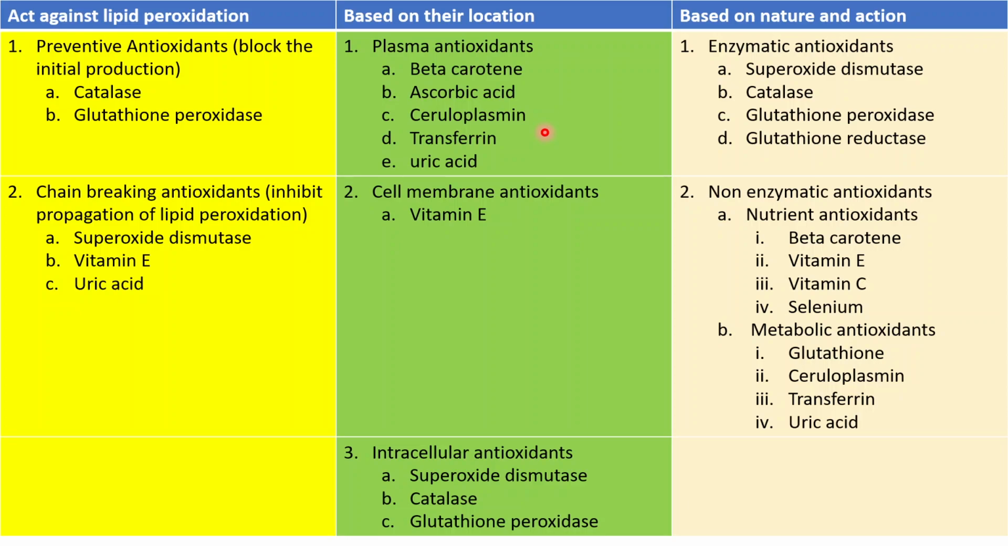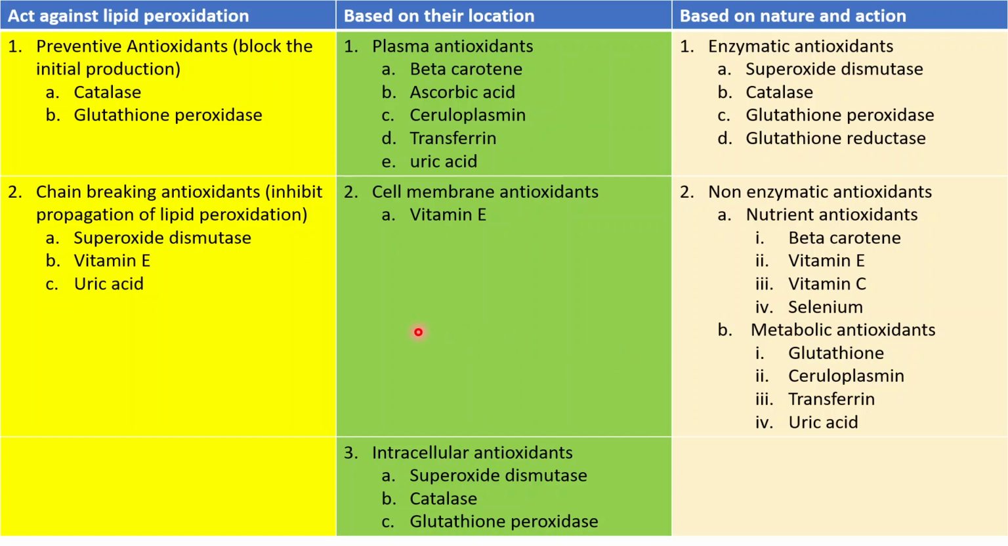Then based on the nature of action, they can be either enzymatic antioxidants or non-enzymatic antioxidants. So enzymatic ones are superoxide dismutase, catalase, glutathione peroxidase, glutathione reductase. The non-enzymatic ones can be either a nutrient antioxidant or a metabolic antioxidant. The nutrient antioxidants are those which we get in our diet, like vitamin A, vitamin C, vitamin E, and selenium, which is a mineral. Metabolic antioxidants are glutathione, ceruloplasmin, transferrin, uric acid. So this is how antioxidants are classified.